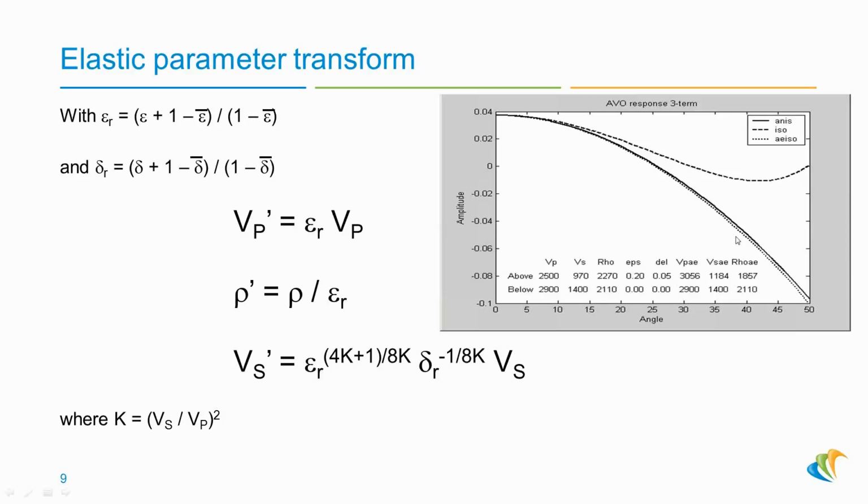So you see that the dotted curve is a very good approximation of the solid curve, and we can use isotropic modeling with these modified parameters to mimic the anisotropic behavior of the reflectivity.